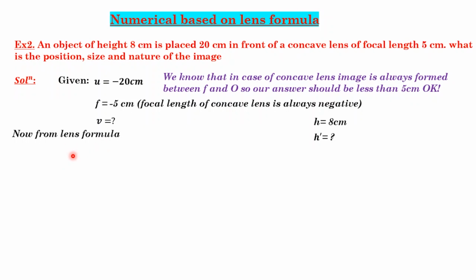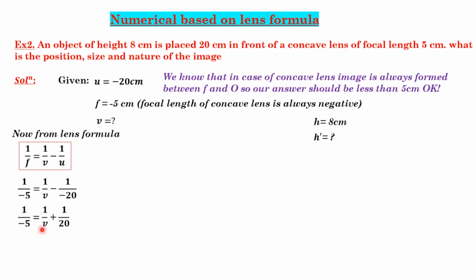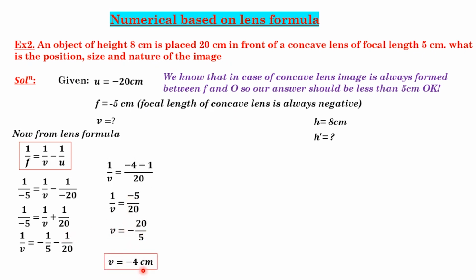Now from the lens formula we know that 1 upon f is equal to 1 upon v minus 1 upon u. Put the values that are given to us. So from here 1 upon minus 5 is equal to 1 upon v plus 1 upon 20. So from here v is equal to minus 4 centimeter. Now u is minus 20 centimeter and v is minus 4 centimeter. As you can see, its sign is negative, means image is formed towards the left. Okay. And the value is 4 centimeter, which is less than 5. So our answer is correct.